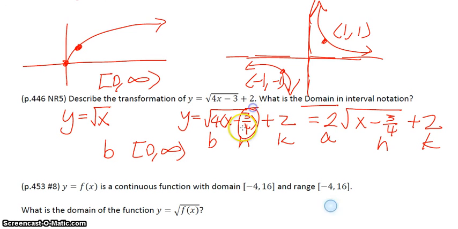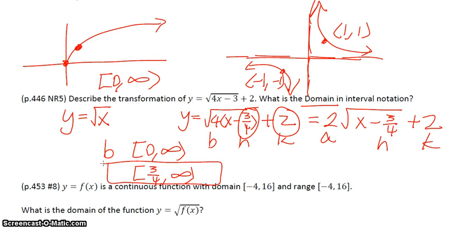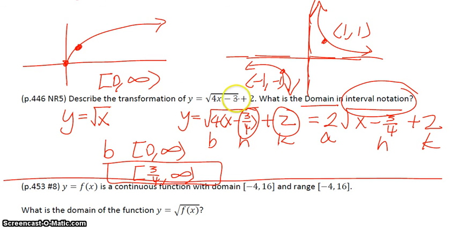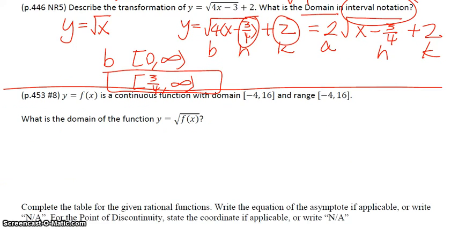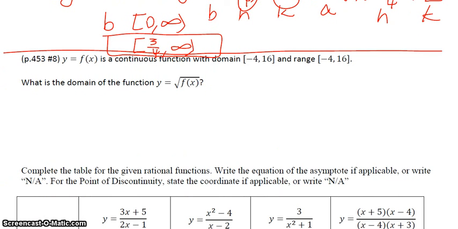Now when you move to the right by 3/4, hey, it does change. 3/4 to infinity. You move up, it does not affect the domain. So this is the answer: 3/4 to infinity, in interval notation. You graph it, you also see that. See the answer.